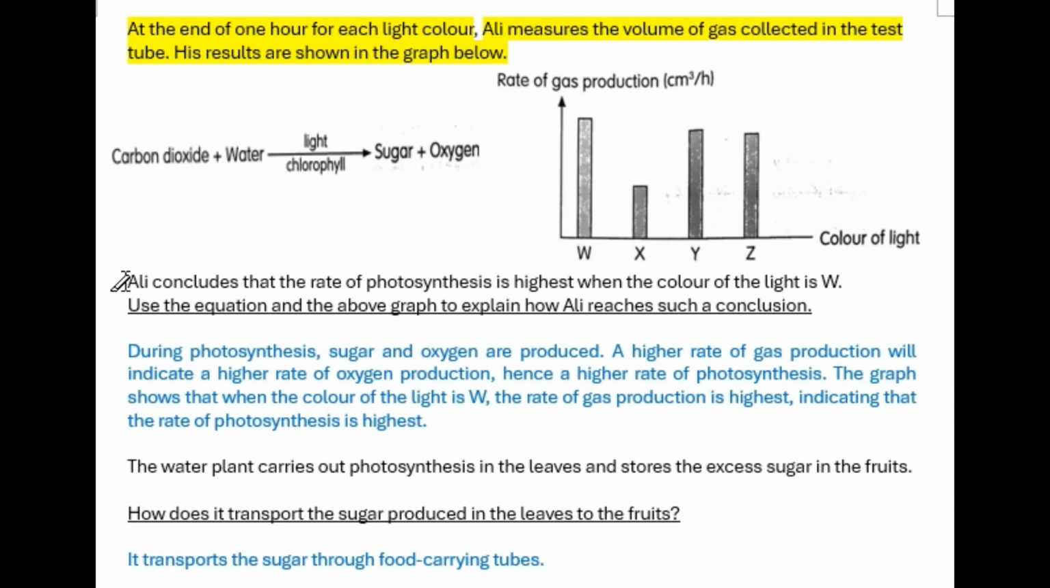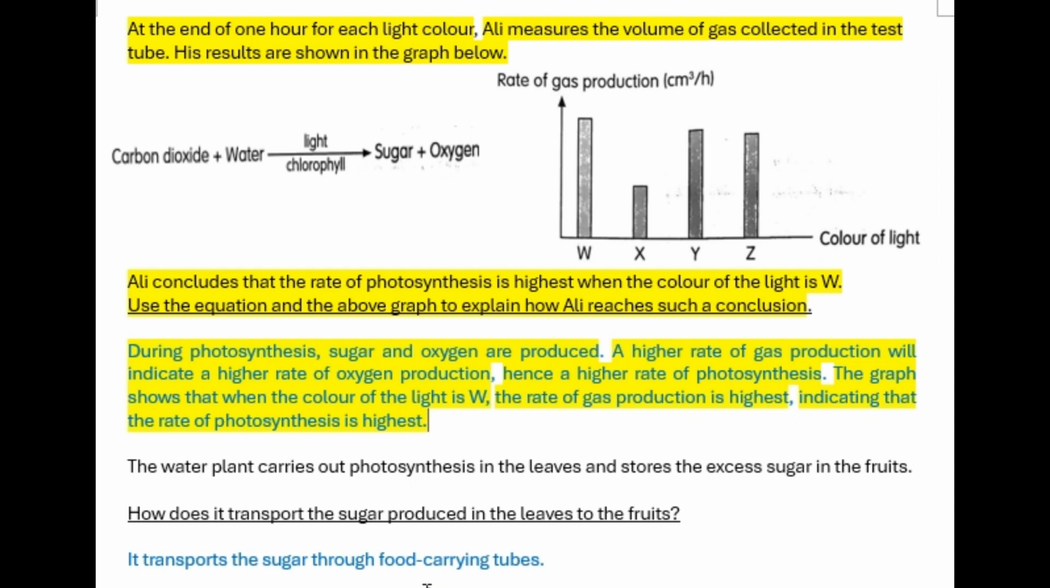Ollie concludes that the rate of photosynthesis is highest when the color of the light is W. Use the equation and the above graph to explain how Ollie reaches such a conclusion. During photosynthesis, sugar and oxygen are produced. A higher rate of gas production will indicate a higher rate of oxygen production, hence a higher rate of photosynthesis. The graph shows that when the color of the light is W, the rate of gas production is highest, indicating that the rate of photosynthesis is highest.